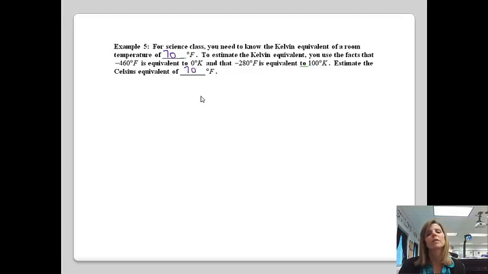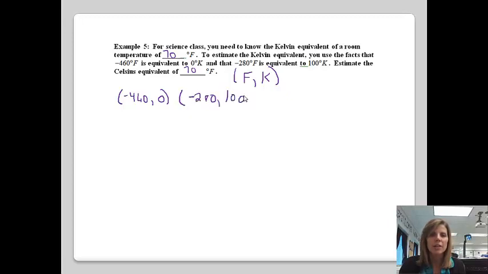Okay, so we want to get Fahrenheit into Kelvin. So I'm going to be writing 2 points. I'm going to have the Fahrenheit temperature go first and the Kelvin temperature go second. So I know, because they didn't give me the slope or the intercept, that's how I know I'm going to go this way instead. If the temperature is negative 460 degrees Fahrenheit, then it is 0 degrees Kelvin. And then I also know that if it's negative 280 degrees Fahrenheit, it's 100 degrees Kelvin. Okay, so now I'm going to use this information. Now it should look like what we did in 1 through 4. We're ready to go ahead and find the slope.